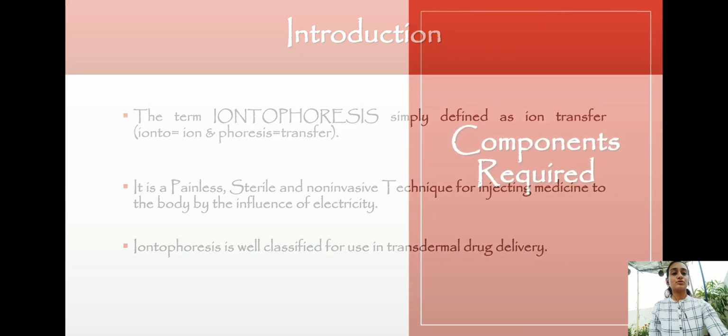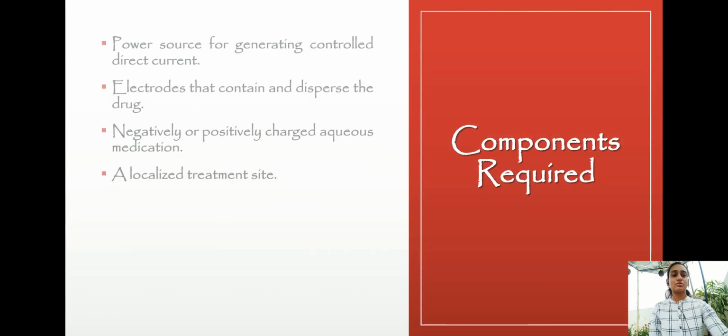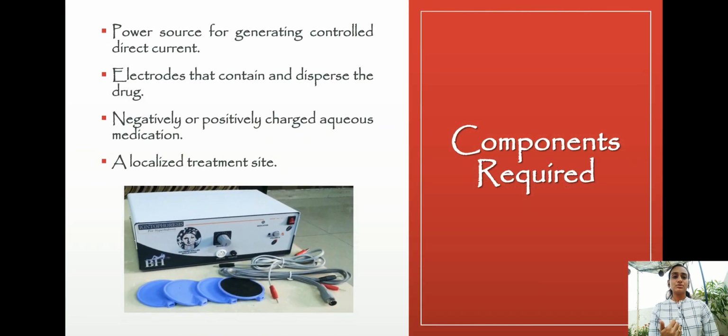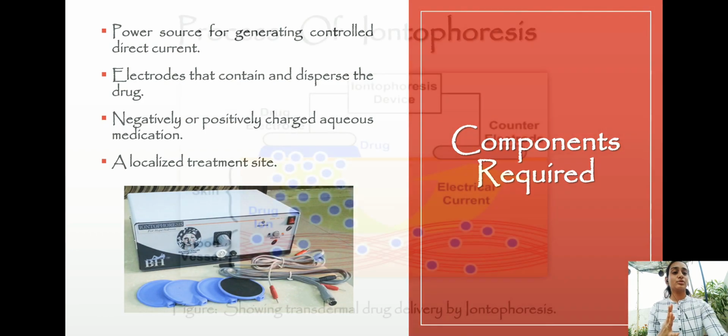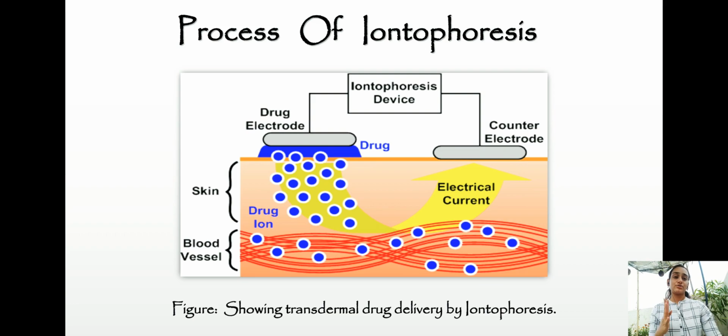Now let's move on to our next section, that is the components required. The power source for generating controlled direct current is the first component. Second, the electrodes contain and disperse the drug. Third, negatively or positively charged aqueous medication. Fourth, a localized treatment site. Now, moving on to the process of iontophoresis.